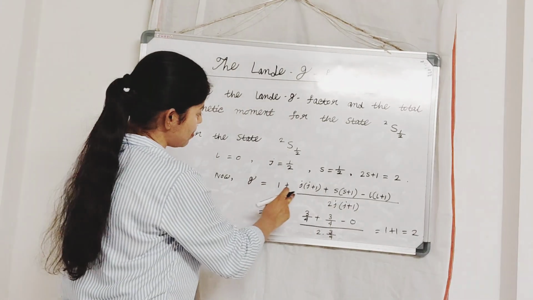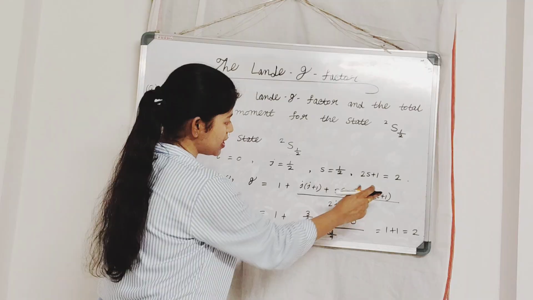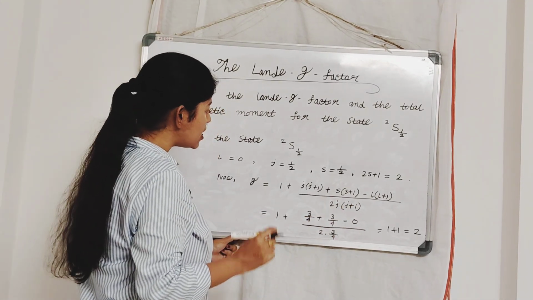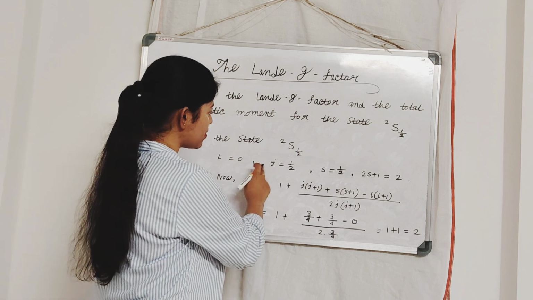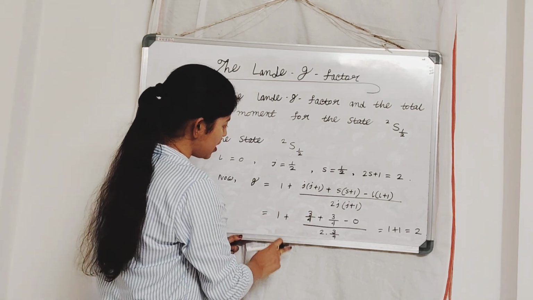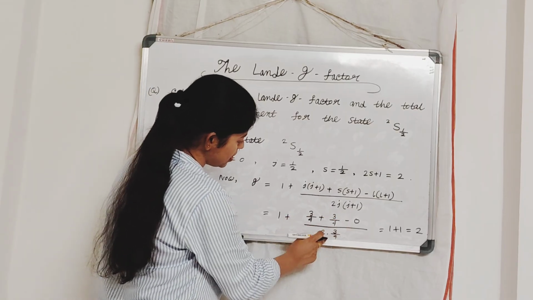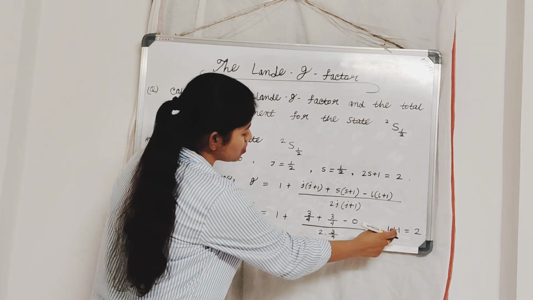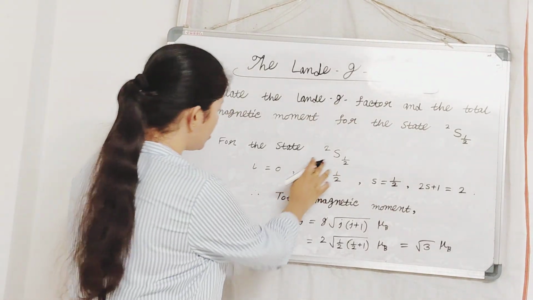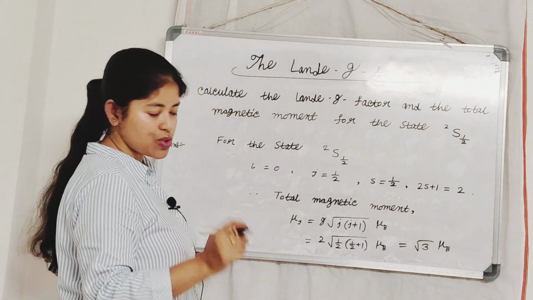So now we need to put the values of L, J and S in the expression of g, that is g equals 1 plus J into J plus 1 plus S into S plus 1 minus L into L plus 1 by 2J into J plus 1. If we put their values, the value of g will be 1 plus 3 by 4 plus 3 by 4 minus 0 by 2 into 3 by 4, which is equal to 1 plus 1, that is 2. Now for this state 2S 1/2, we have calculated the value of g, which is equal to 2.